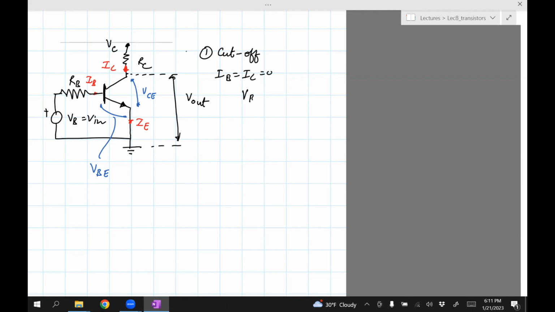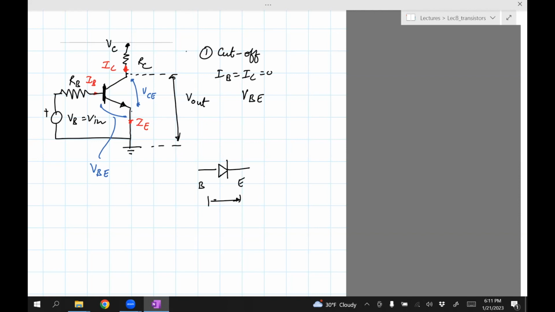Here, VBE is the potential drop between the base and the emitter. Remember, the base is P and the emitter is N. So think of it like a diode, base, emitter.